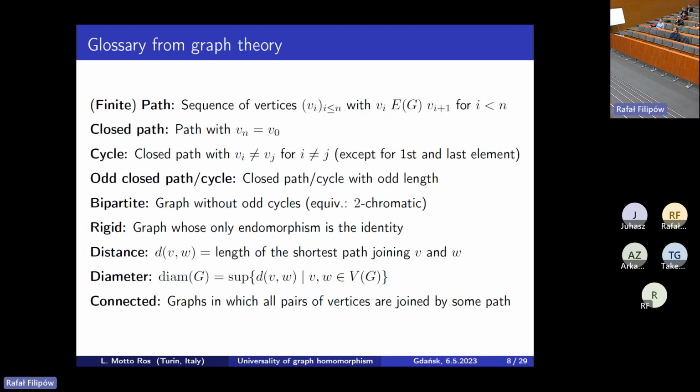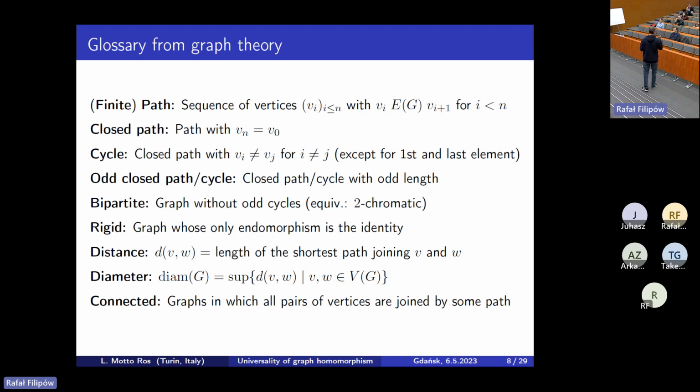Odd length is very important because it's the typical thing that prevents the graph from being bipartite. So a graph is bipartite if and only if it doesn't contain odd cycles. Okay, so this is very important. Bipartite is what you know.